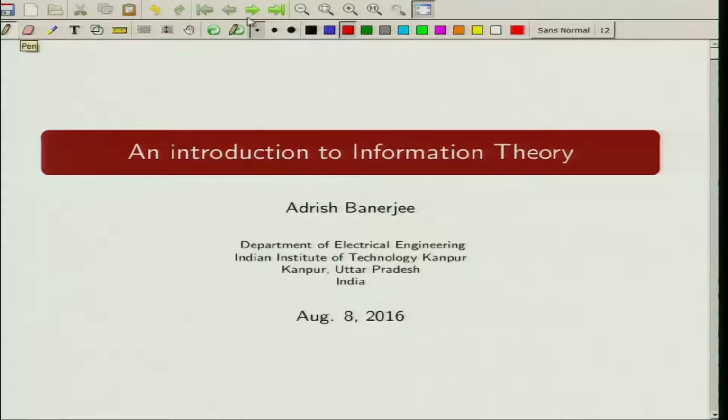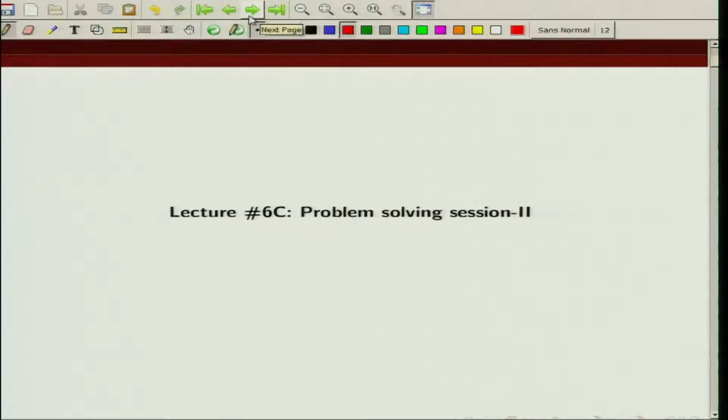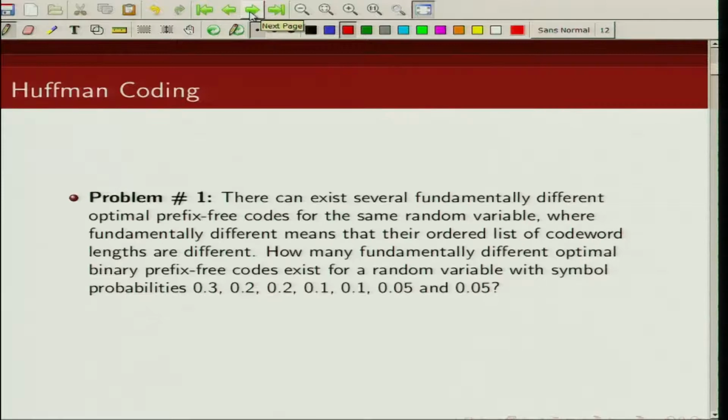Welcome to the course on an introduction to information theory. I am Adrish Banerjee. So far we have studied block to variable encoding and variable to block encoding. So today let us try to solve some problems in source compression. The first problem relates to Huffman coding.